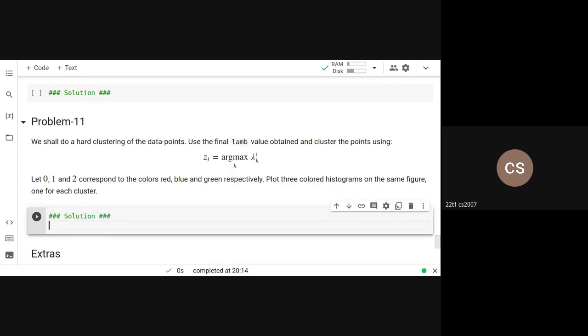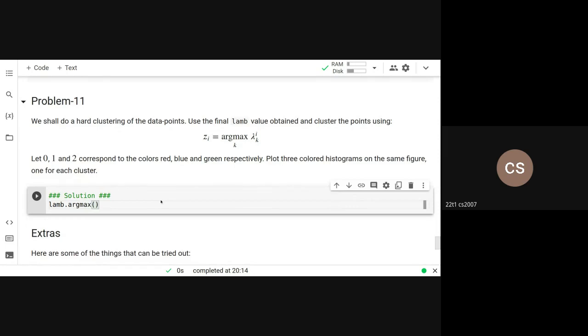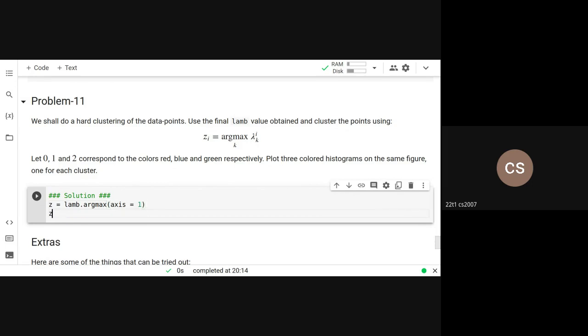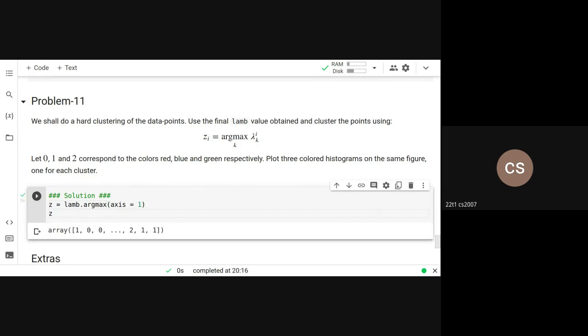How do we do this hard clustering? As I showed you, across the rows, you have to find the maximum. You have to find the argmax. NumPy has a very neat function called argmax. If you specify axis equal to 1, it will give you the argmax along the rows. Okay, and this is your Z value. So these will be the Z values.